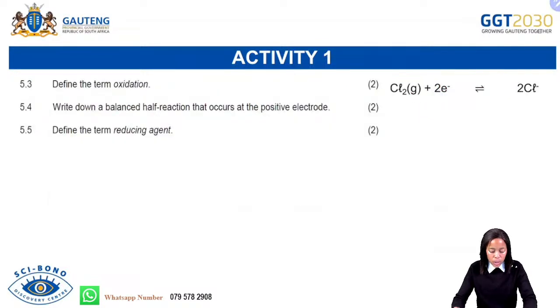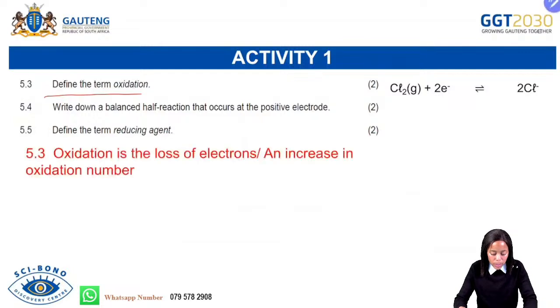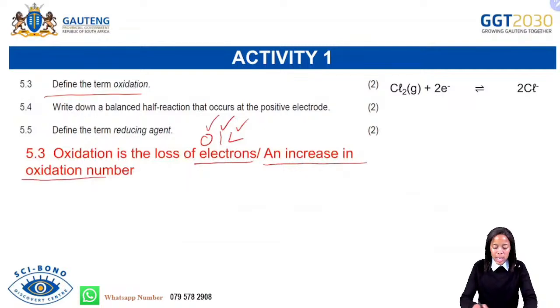Then we have 5.3. It says we need to define the term oxidation. So our definition, remember we said we are going to use OIL, whereby oxidation is loss, and that is the loss of electrons. Or we said that we are going to define oxidation as an increase when it comes to the oxidation numbers.